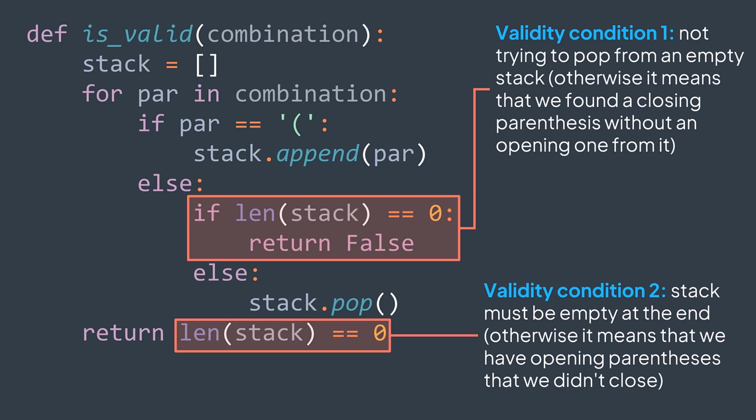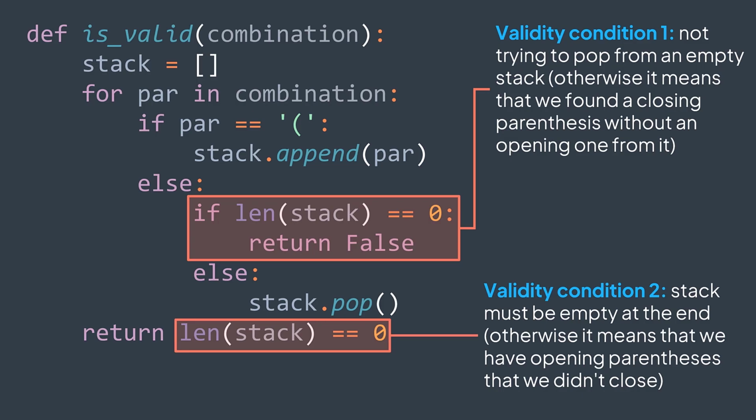Trying to pop from the stack when it's empty means that we have a closing parenthesis without an available opening one before it. All ones that we found before have been popped by all their closing parentheses. And the second condition is that the stack must be empty at the end, because still having elements in the stack after traversing means that we have opening parentheses that didn't get their closing one yet. In both cases, the combination is not valid.